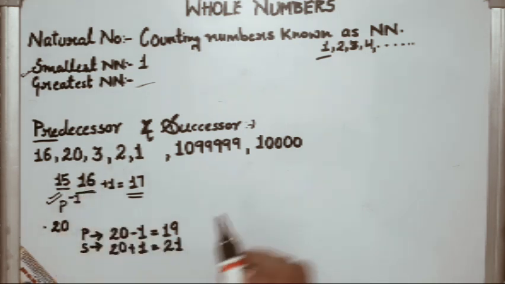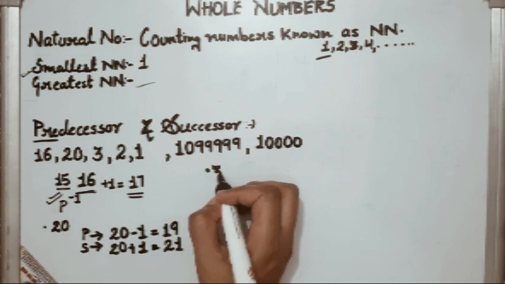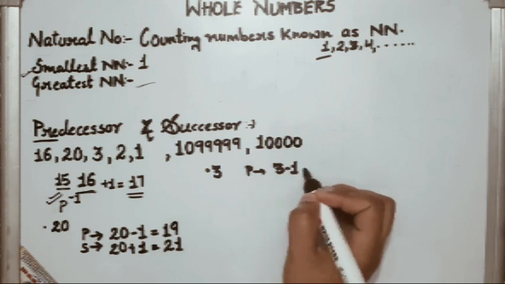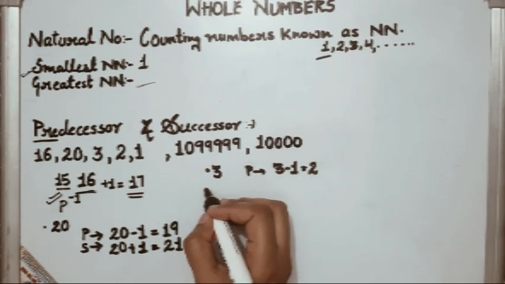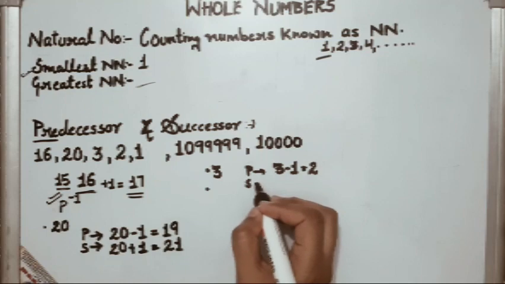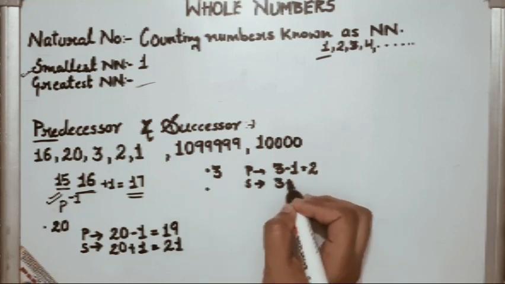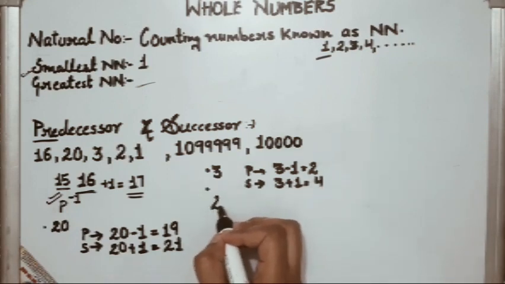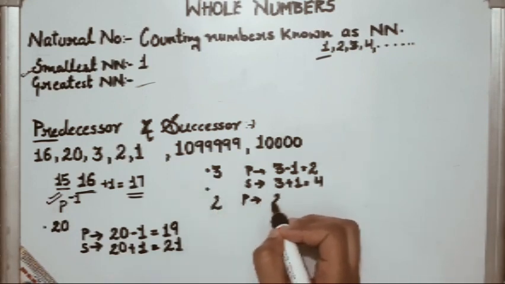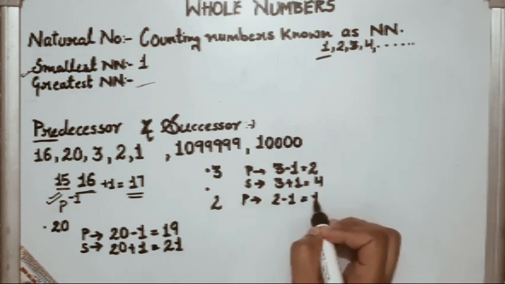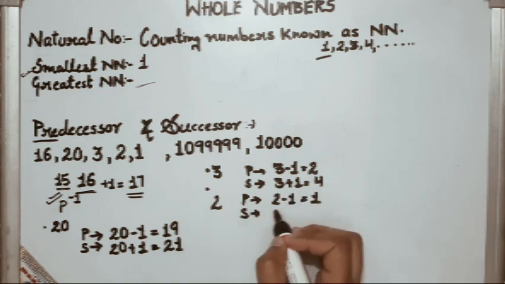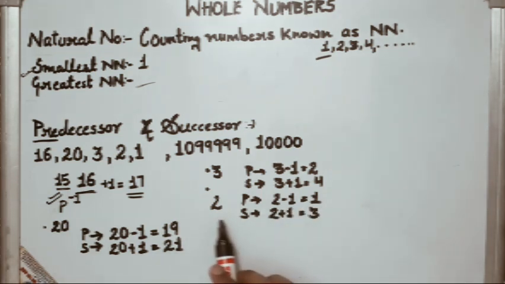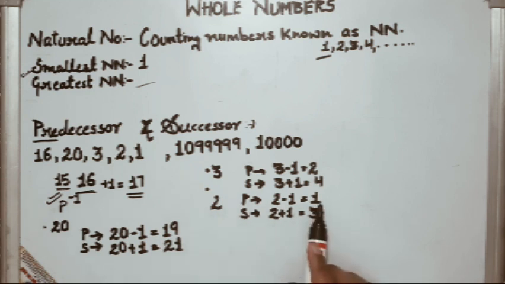Now the next question is 3. The predecessor becomes 3 minus 1, that is equal to 2. And what about the successor? 3 plus 1, and it comes out to be 4. Now 2, predecessor: 2 minus 1, that is 1, and successor: 2 plus 1, that becomes 3. So the successor of 2 is 3 and the predecessor is 1.